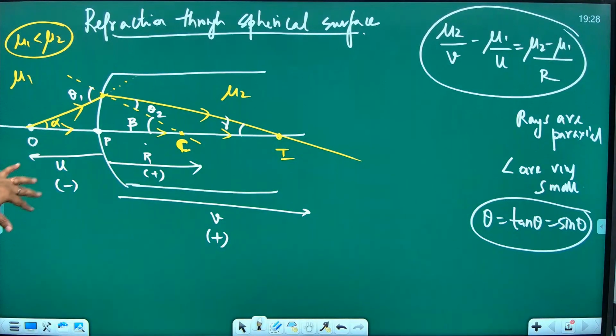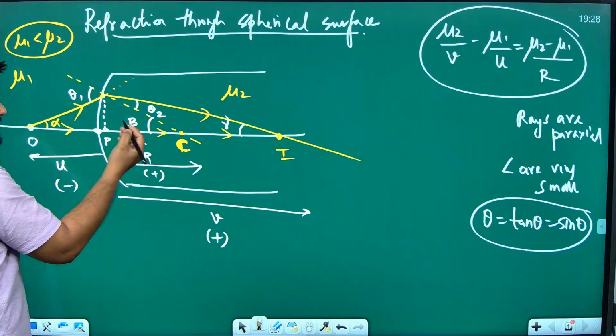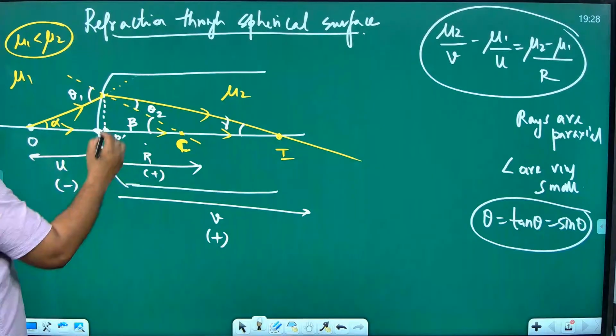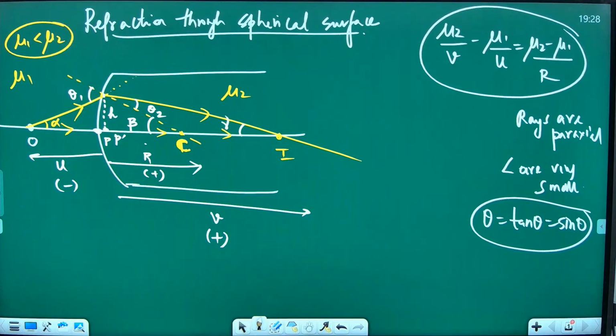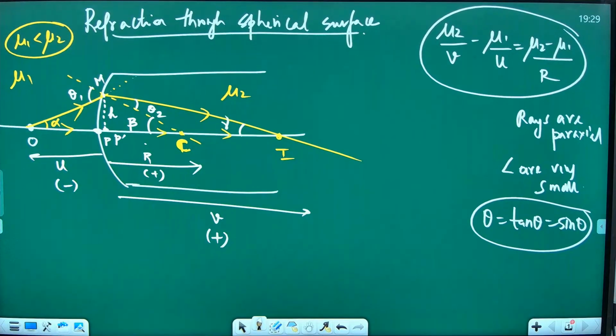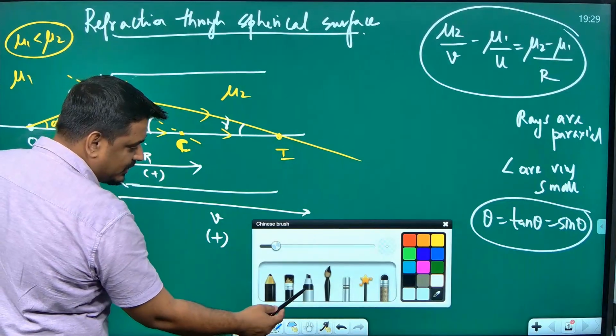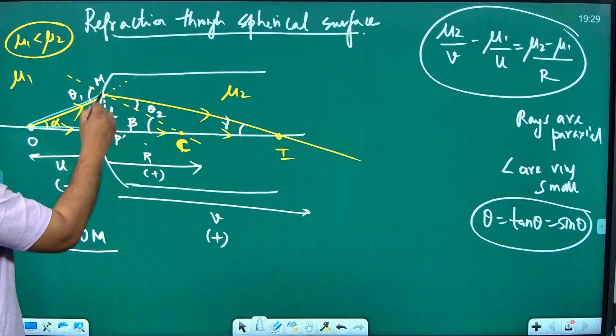If you see this diagram clearly, I will just drop a perpendicular here. Let this point be P dash, and let this height be some h. It will anyhow get cancelled. So if you see this triangle, let this point be M. So in triangle P dash O M, this triangle I am taking. I hope you understand which triangle I am talking about.